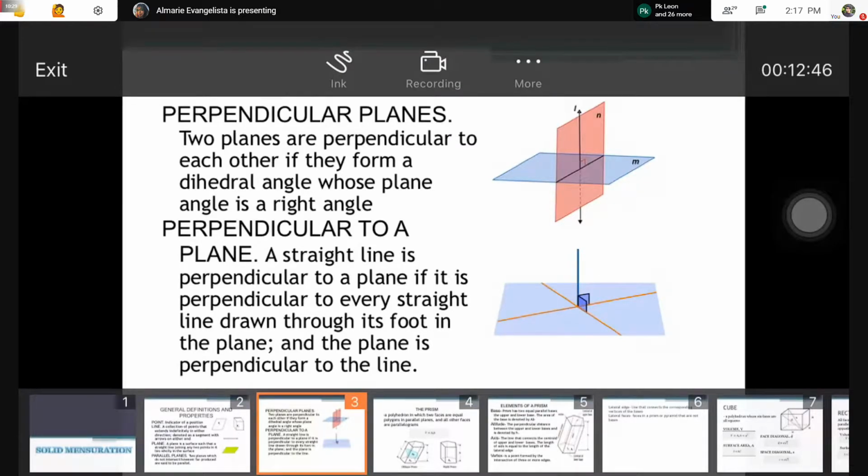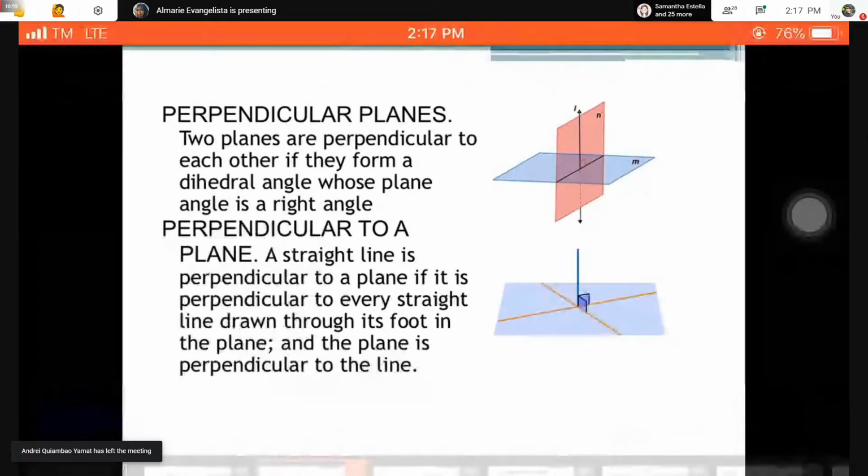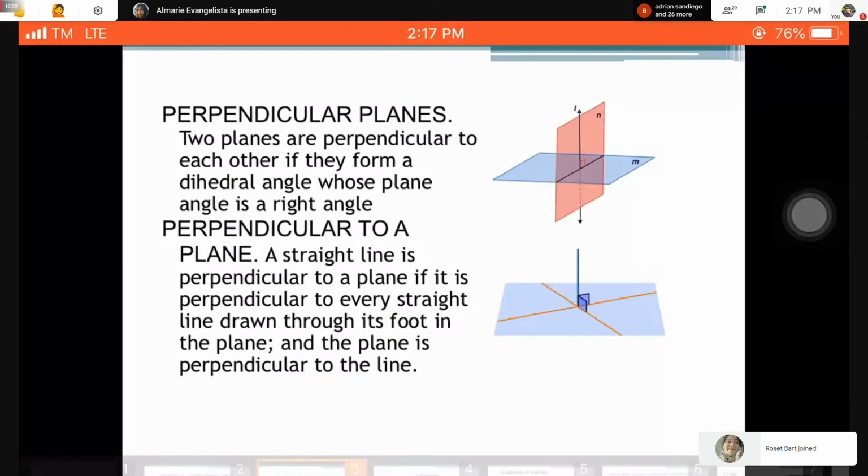So, next one is perpendicular to a plane. A straight line is perpendicular to a plane if it is perpendicular to every straight line drawn through its foot in the plane, and the plane is perpendicular to the line. So, nakikita nyo naman yung straight line and lahat nung line na dadaan dun sa straight line na yon, perpendicular siya. Perpendicular sila lahat dun sa line. So, ayun. So, next na tayo.